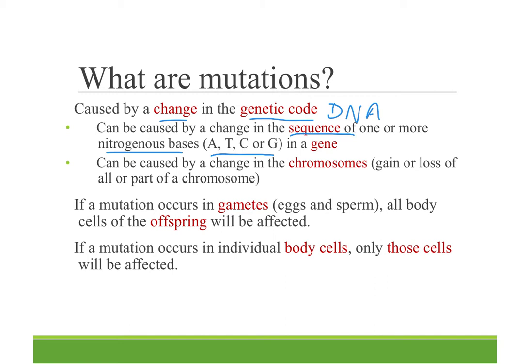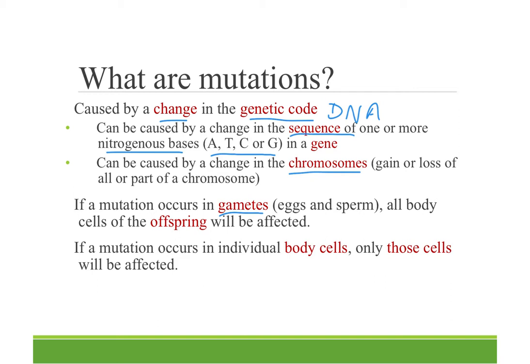Or a mutation can be caused by a change in the chromosomes, by gaining or losing some part of a chromosome. If this mutation in the DNA occurs in gametes, which are the sex cells or the eggs and sperm in humans, then all the body cells of the offspring will be affected because, remember, organisms that undergo sexual reproduction start off as just one single cell, and that cell divides and divides and divides by mitosis to create the larger organism. So if something is mutated in the very first cell, all the cells will be affected.